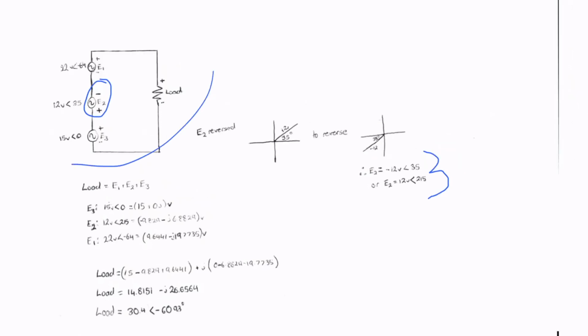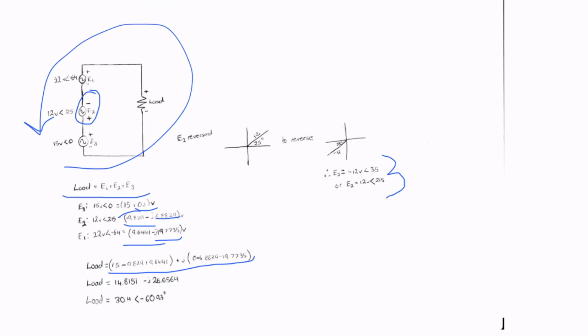So, we do the sum of all the voltages around the loop. We find that the load is equal to E1 plus E2 plus E3. Now we have all the polar forms, we change them into rectangular forms, as we can only add rectangular forms together. We add the X components, we add the Y components, and we add it, and then we convert it back to polar form, and we get 30.4 volts with an angle of minus 60.93 degrees.